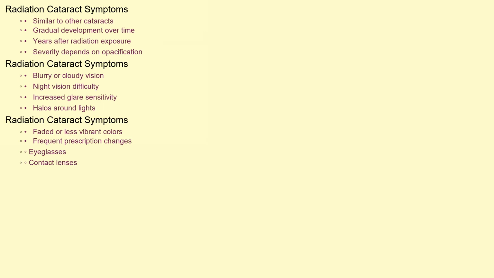The signs and symptoms of radiation cataracts are similar to those of other types of cataracts. Common symptoms include blurry or cloudy vision, difficulty seeing at night, increased sensitivity to glare, and a perceived halo around lights. Colors may appear faded or less vibrant. There might also be frequent changes in eyeglass or contact lens prescription. It's important to note that these symptoms develop gradually over time, often years after the initial radiation exposure. The specific symptoms and their severity will depend on the location and density of the opacification within the lens.